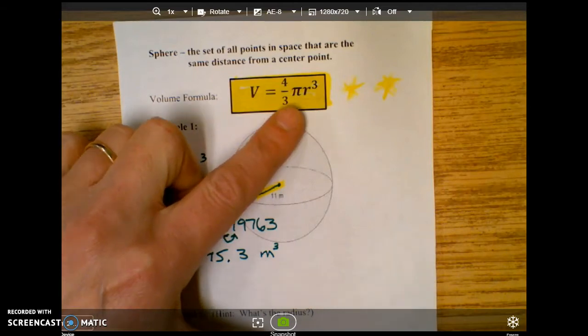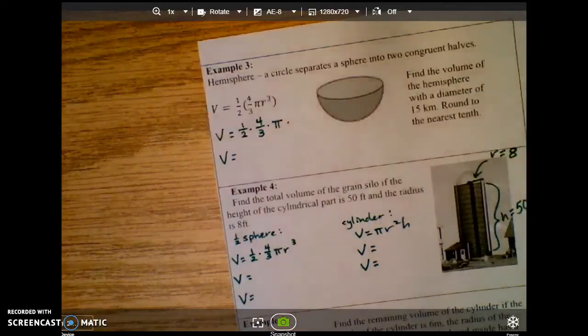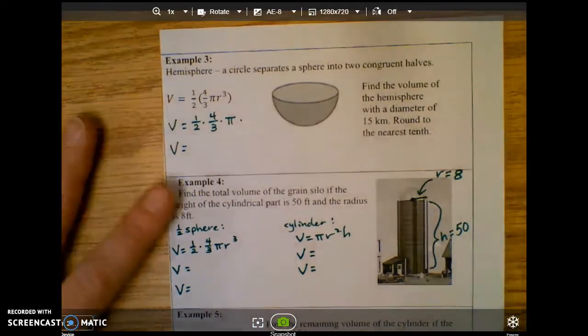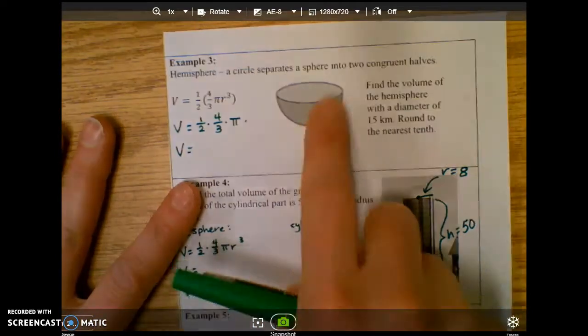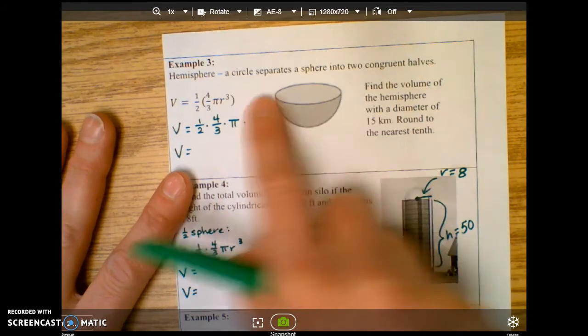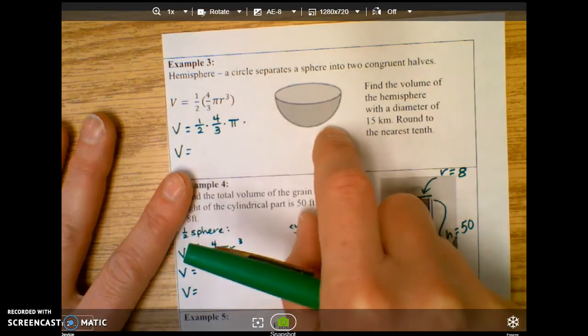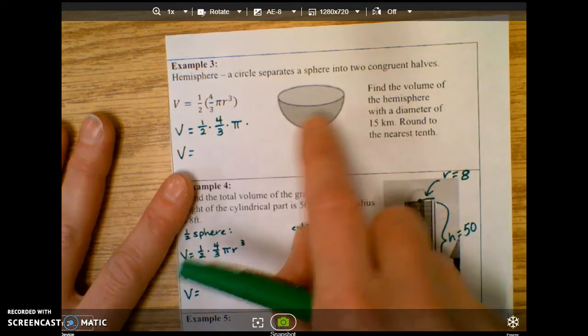So now that you know how to work with a sphere, being very careful that you use this formula, 4/3 pi r cubed, you're going to be working on some questions that are a little more challenging. So this side of your note sheet invites us to work on a hemisphere. A hemisphere is literally just taking that sphere and chopping it down the middle. We probably learned about the northern hemisphere and the southern hemisphere in social studies class.